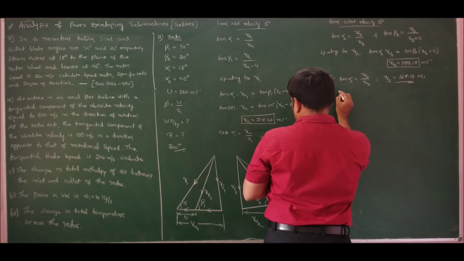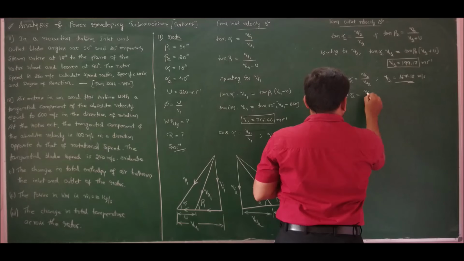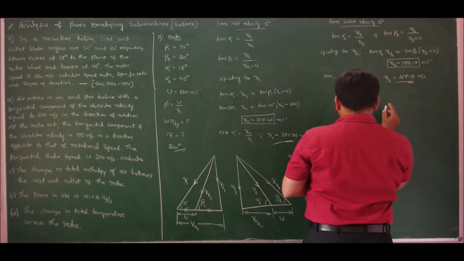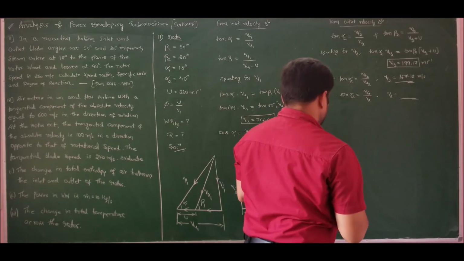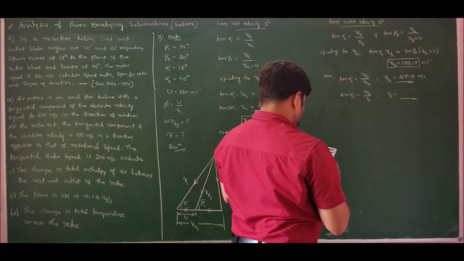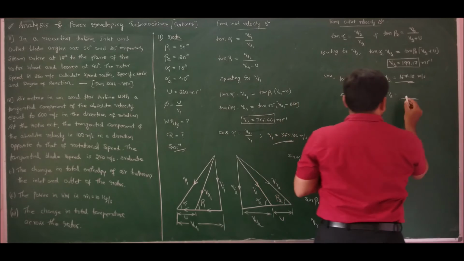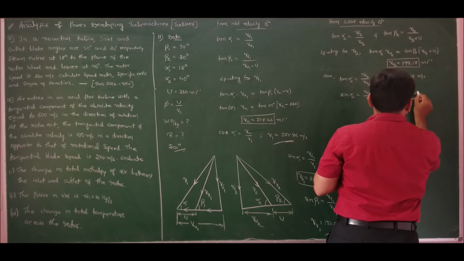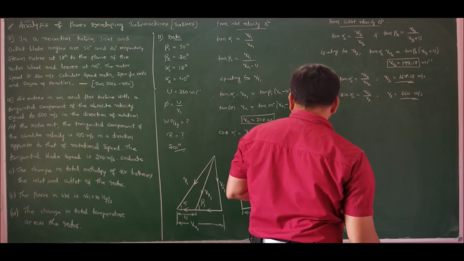Next we have sin alpha 2 to find the value of V2. If I use sin alpha 2, it is Vf2 by V2. Therefore, V2 will be equal to Vf2 by sin alpha 2. Vf2 by sin of alpha 2, which is 40 degrees, gives 260 meters per second. So the only unknown is VR2.